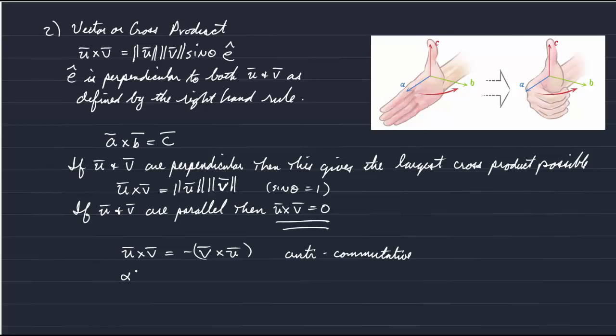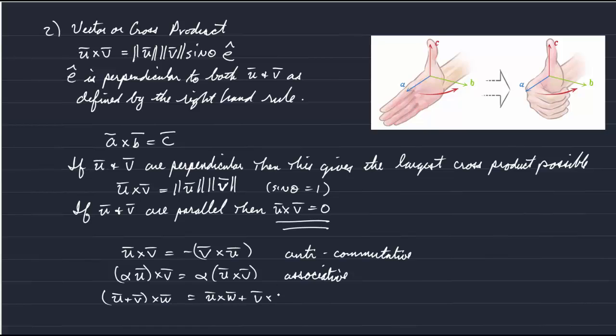Vector products are associative, so the product of a scalar times U crossed with V is also equal to the scalar times the cross product of U and V. And they're also distributive. So the sum of two vectors, U and V, crossed with a third vector, W, is equal to the cross product of the first with the third plus the cross product of the second with the third.